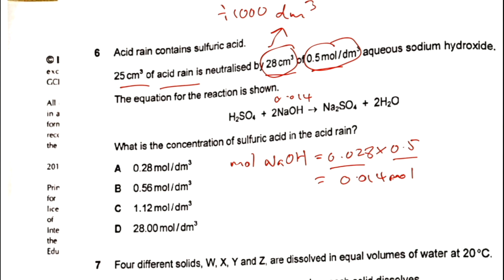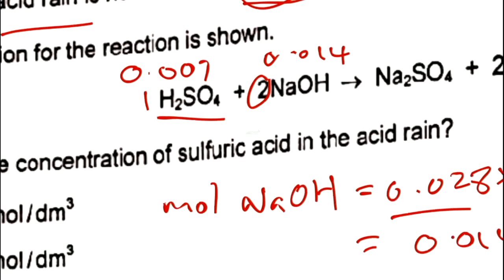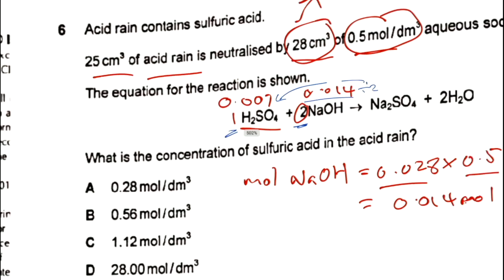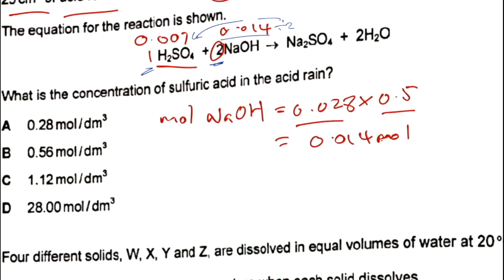Alright. Next, I want to find how much H2SO4 is there. So the ratio is 2:1. That means the number of moles here is 0.007, because it's half. It's 2:1 right here, so it's half. So actually we should take this divided by 2, and we'll get 0.007 mole. So I have 0.007 mole of H2SO4.